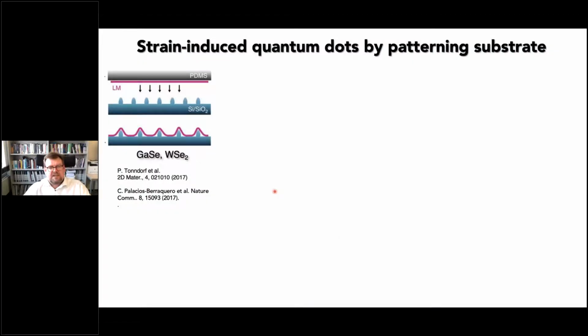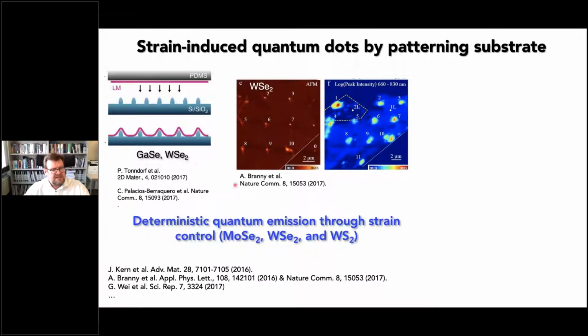So I want to show you 2 experiments. One experiment has been done by a number of groups, and this is actually the same experiment we reproduced in our own lab, and that is, for example, taking a substrate which is patterned in some way with some stressors, in this case by etching in a silicon dioxide substrate some little posts, some nanoscale posts, placing a TMD material on top of these nanoscale posts, and where you have stress at the top of these posts, you change the band structure and create trapping potentials.